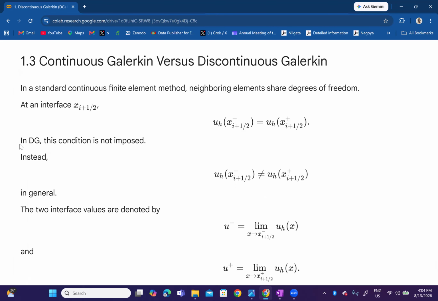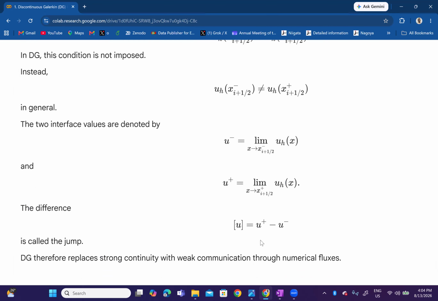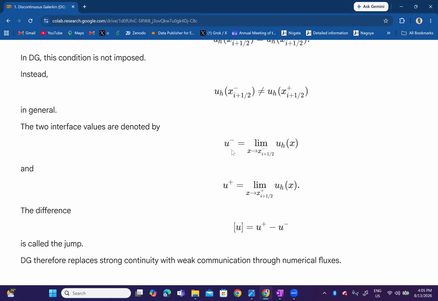So in general, we can have this for discontinuous Galerkin. Now, talking about the two interface values. From the negative side, u sub h minus can be summarized as u minus, and that is equal to the limit of u sub h of x as x approaches x sub i plus half from the negative side. That's u minus. And we have u plus, which is the limit of the numerical approximation as a function of x as x approaches x sub i plus half from the positive side, which I showed just now.